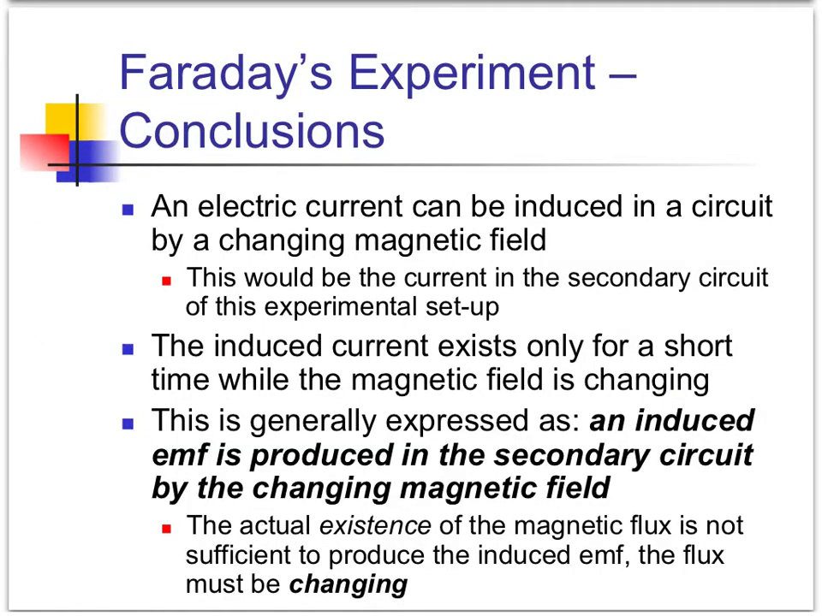So an electric field can be induced in a circuit by a changing magnetic field. This would be the current in the secondary circuit of that experimental setup. The induced current exists for a short time only while the magnetic field is changing. We generally express it with this statement: an induced EMF is produced in a secondary circuit by the changing magnetic field. The actual existence of magnetic fields or magnetic flux is not sufficient to produce the EMF. That flux must be changing.